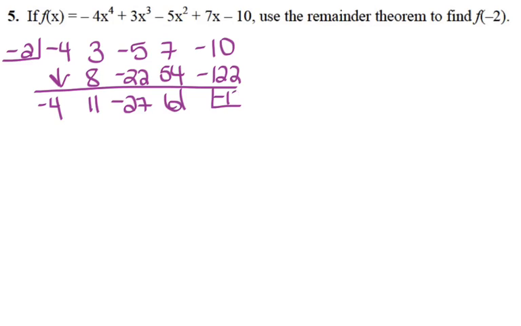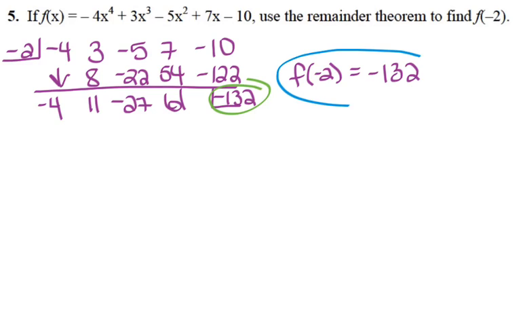and combine. Now it's called the remainder theorem because whatever your remainder is, that's your answer. So I have f of -2, because that's what we were trying to find, equals -132. Now, for the remainder theorem, you do have to do the synthetic division, but if you wanted to check your answer, you could take -2 and just plug it in for x. But on your test, I'll be looking for the synthetic division, so don't just plug it in.